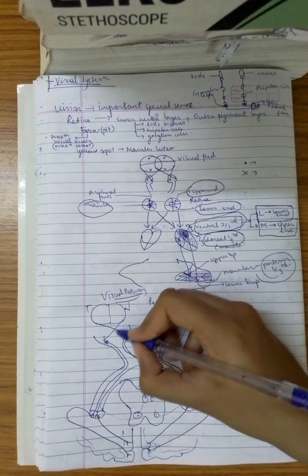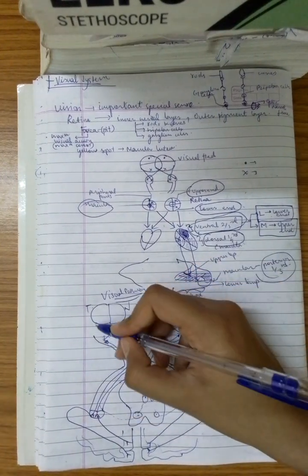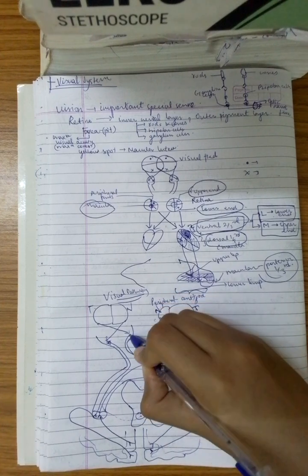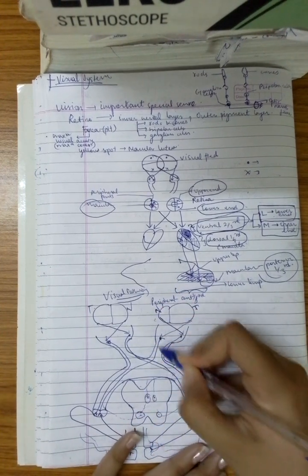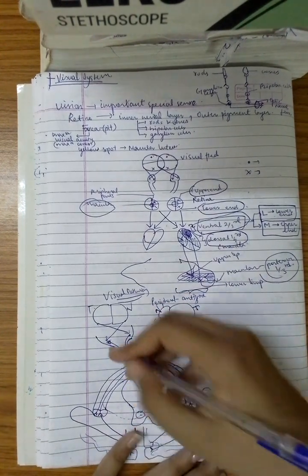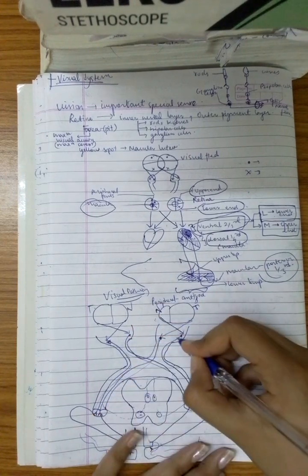Now the nasal field of vision falls on the temporal side of the eye. Temporal field of vision falls on the nasal side of the eye. And then the nasal fibers, they decussate. Only the nasal fibers. And the temporal fibers, they go on the same side.